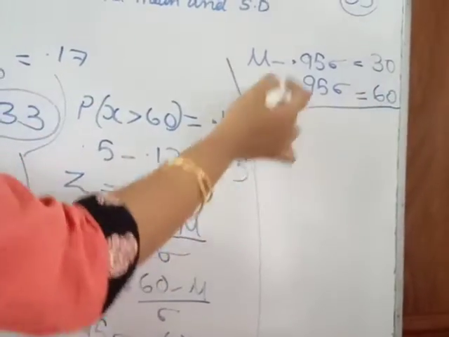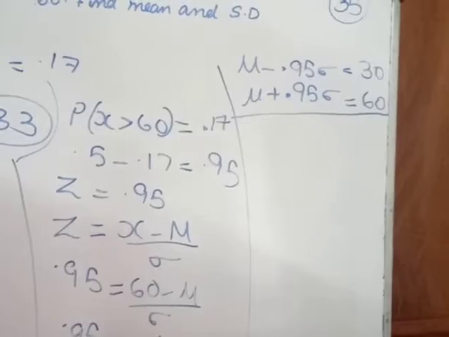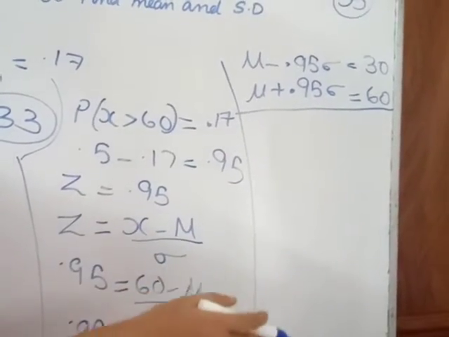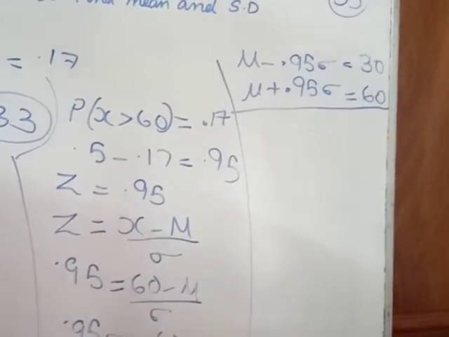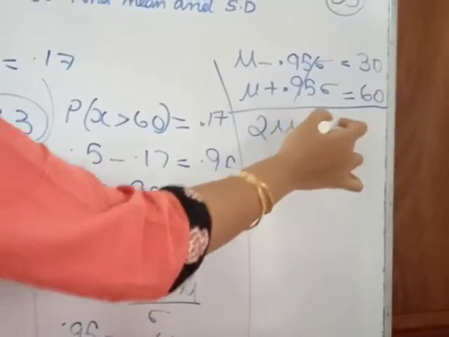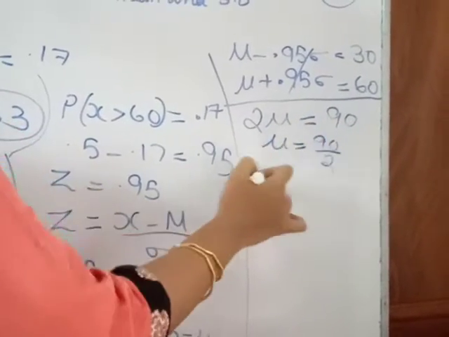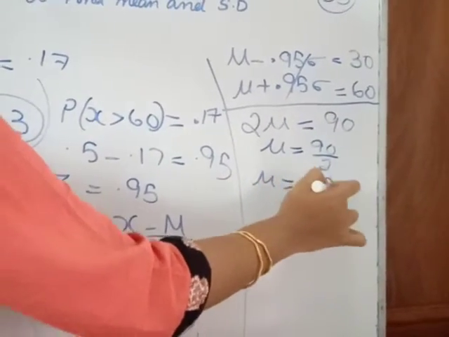By solving these two, see, it's very easy, no? Because the coefficient of sigma is already the same, and they are opposite in sign also. So, you simply add. When you add, this gets cancelled and becomes 2 mu is equal to 90. What is the mu value? It is 90 by 2. What's the result? Yes, it is 45.